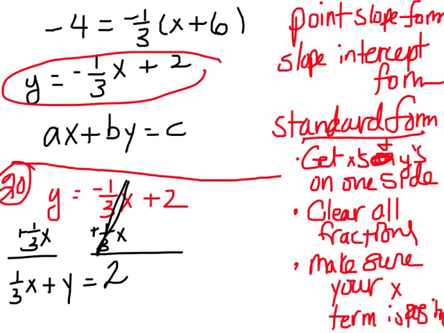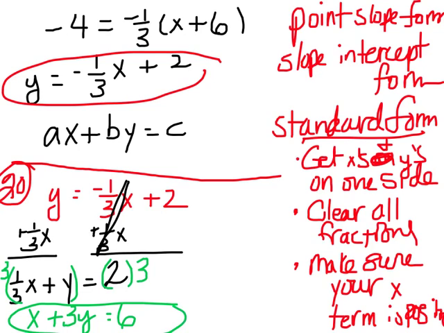Now, I'm almost there. I just have a fraction, and that's considered impolite or not proper. So if I multiply everything by 3, I could get rid of that fraction. You just find the denominator, and if there's more than one denominator, you pick the least common multiple, which is the smallest number that all those things would divide into. Here we have 3 times 1/3 x, which just gives me x. 3 times y gives me 3y. You've got to do it to every single term. 3 times 2 is 6. So my equation would be x plus 3y equals 6. And that completes the work on that one.